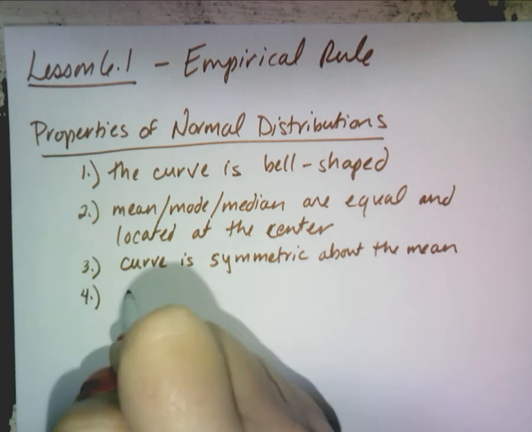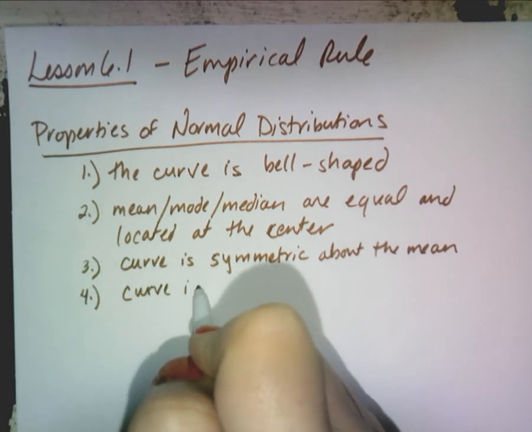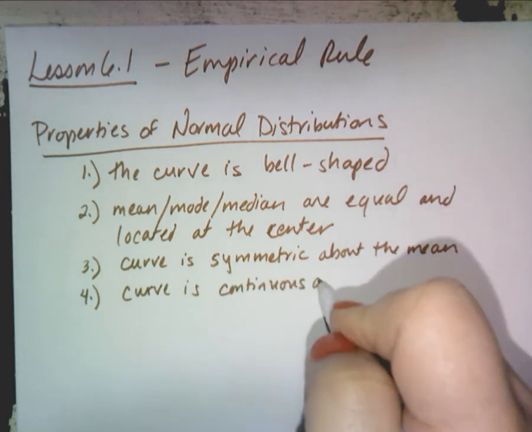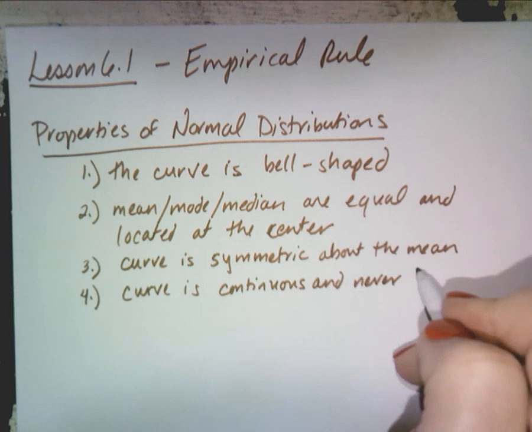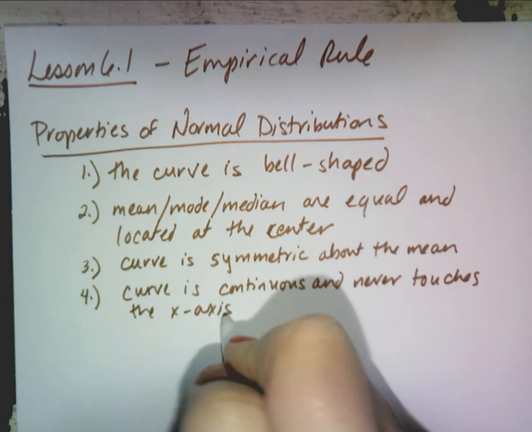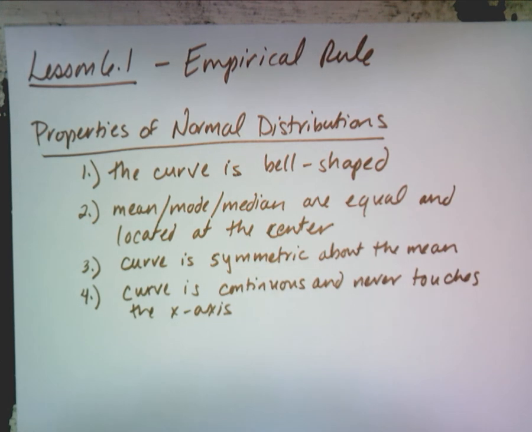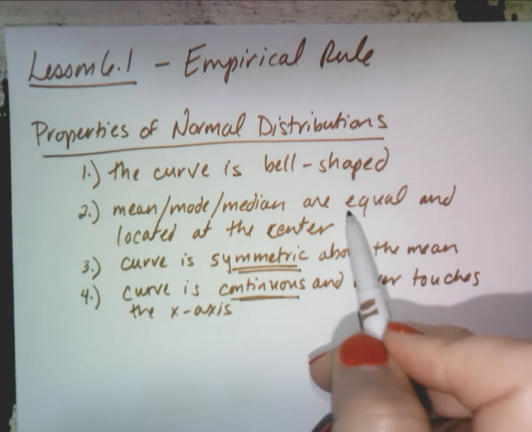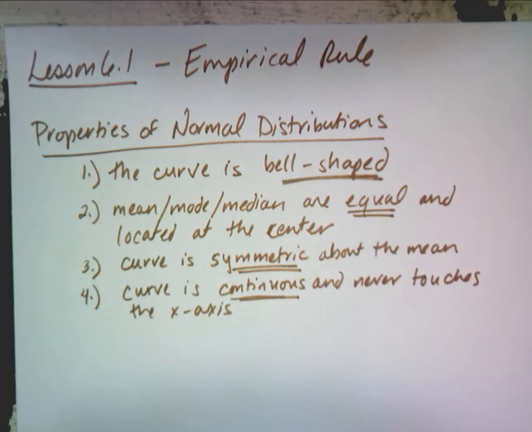Fourth thing, the curve is continuous and never touches the x-axis. This is where statistics can get a little bit more theory, but the way I draw it, I never actually make the ends touch the x-axis. They do keep going. So it's continuous, symmetric. Mean, mode, and median are equal. The curve is bell-shaped. These are all the most important things that you need to know.